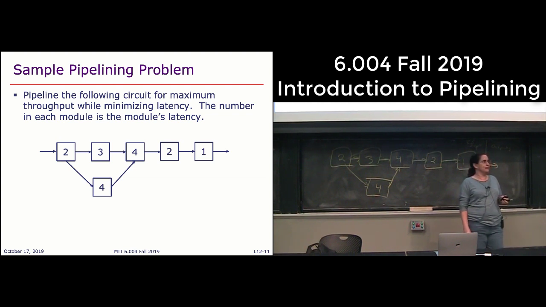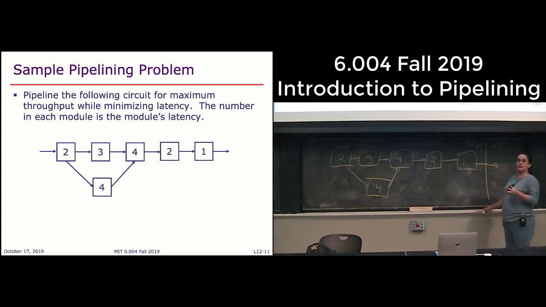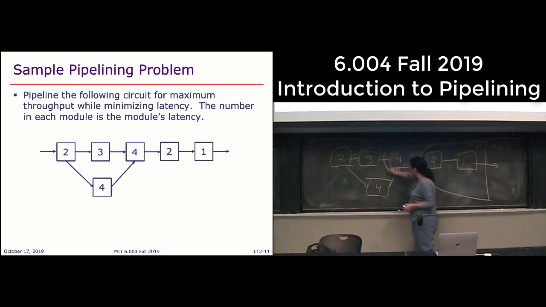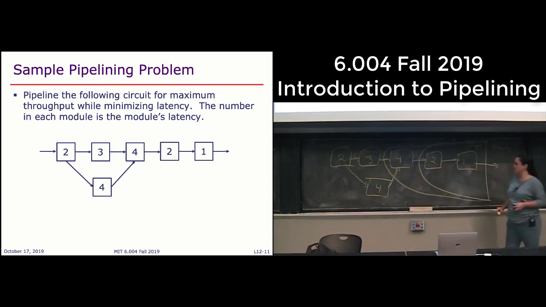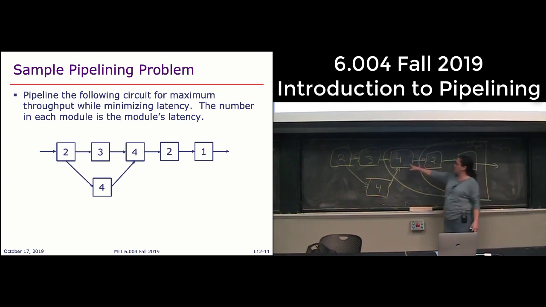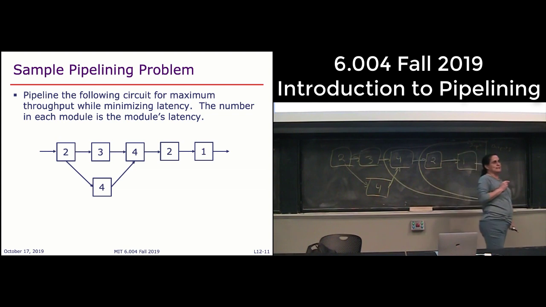The 4, right? So I want to try to isolate that 4. So how could I do that? Well, let's say I add 1 contour that comes over here on one side of the 4, and then I do another contour that comes over here on the other side of the 4. Okay? So now I've isolated this 4 into its own pipeline stage. Am I done? No. What is still missing here?